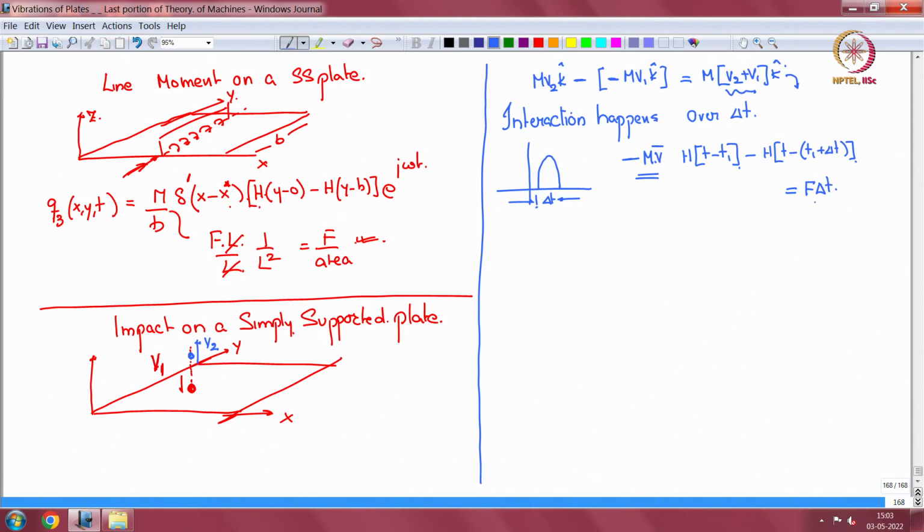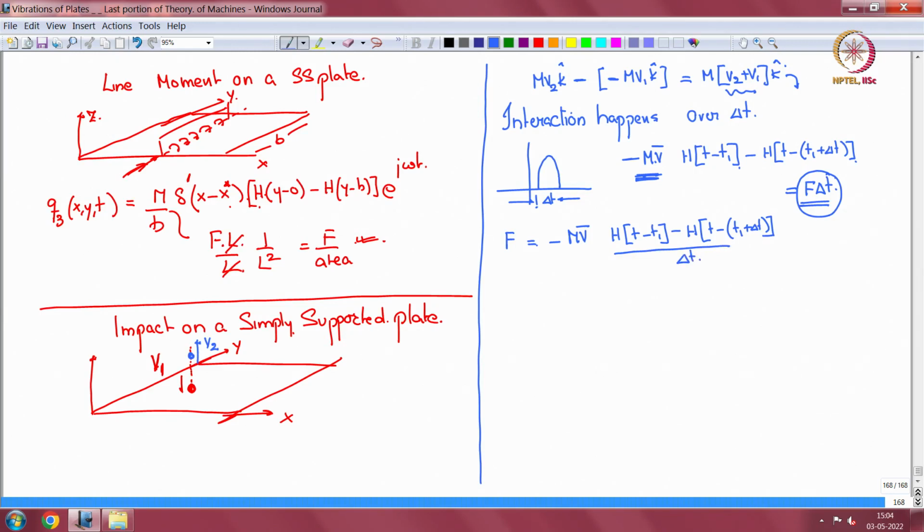Okay, impulse is force into delta t, that is equal to the momentum change, right. Force into time is impulse, which is equal to change in momentum. Okay. So, what is my F now? F is equal to minus mv bar h(t minus t1) minus h(t minus t1 plus delta t) over delta t.